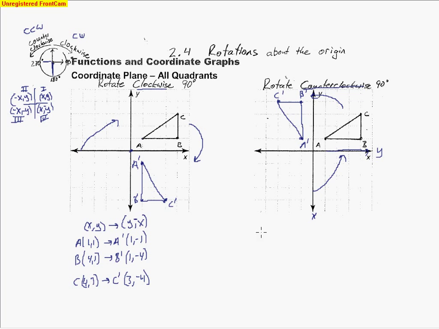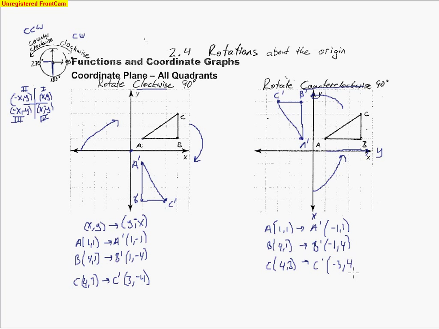So let's take a look at those points. So A is 1, 1 again. B, these are all the same points, 4, 1. C is 4, 3. And let's see where they went. So A prime, well, that became negative 1, 1. B prime, well, that became negative 1, 4. And C prime, well, that became negative 3, 4.